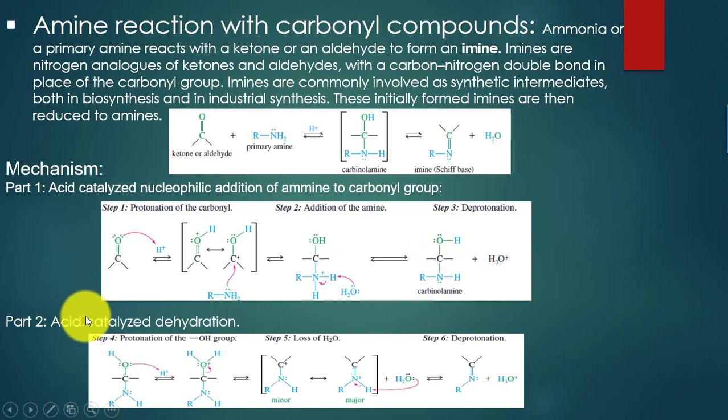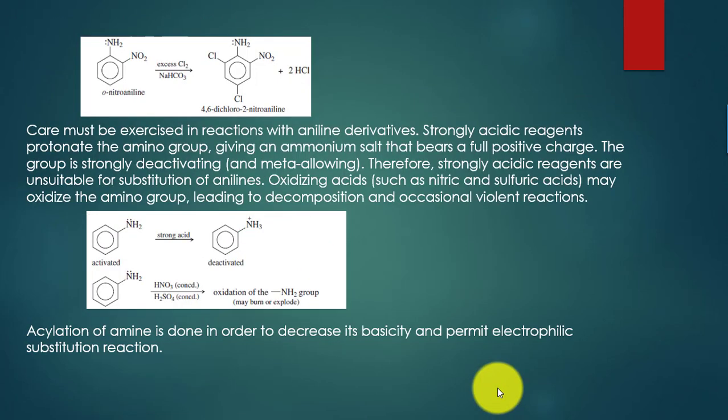The second part of this reaction is acid catalyzed dehydration. The oxygen will be protonated so that it can be converted into a good leaving group. This oxygen will leave from the carbon in the form of a water molecule, and further deprotonation of nitrogen will lead to the formation of the imine. Now these imines can be further reduced to amines.